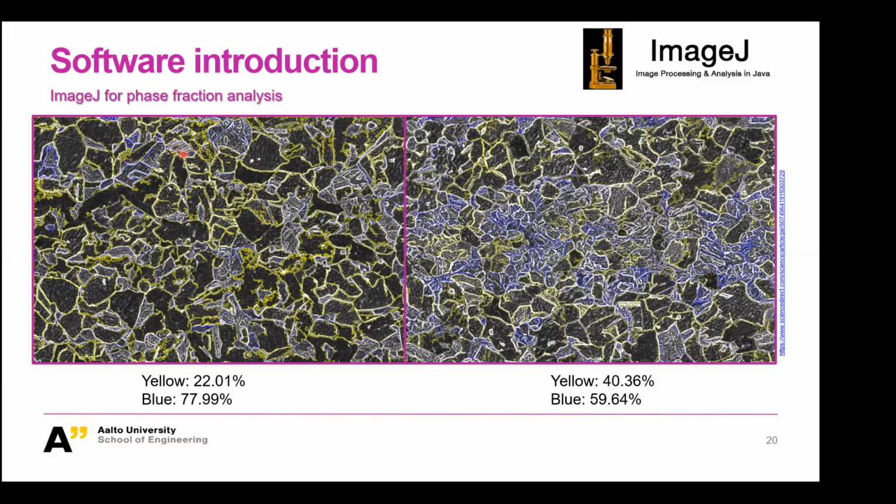Therefore, you can mark these two phases with different colors, and this software will give you a final fraction of these two ranges. For example, for this case, we have a yellow phase a little larger than 20%, and the blue phase is a little smaller than 18%. But you need to notice that if this is the same sample and same material, but we move to another measurement area, we have seen that the blue phase is increased to around 60%.